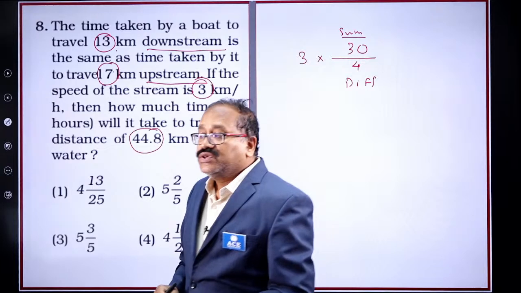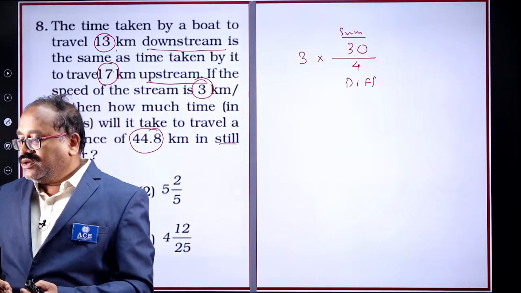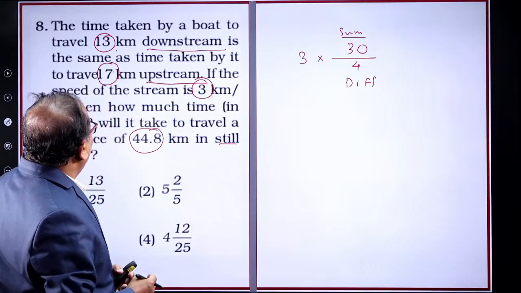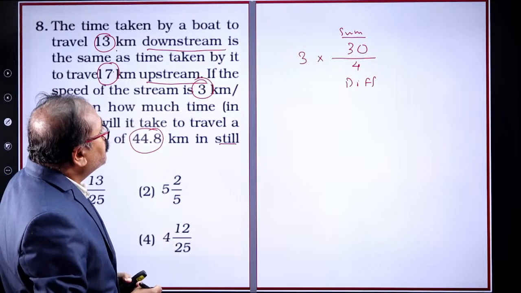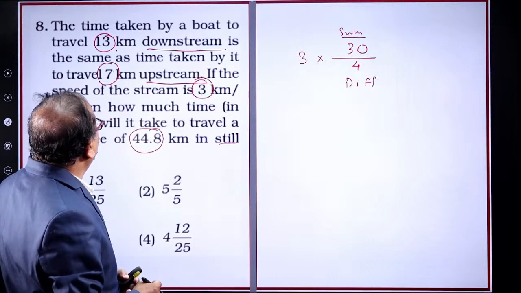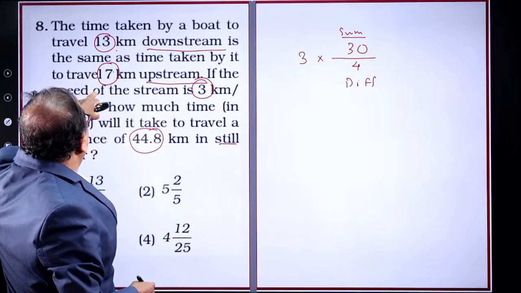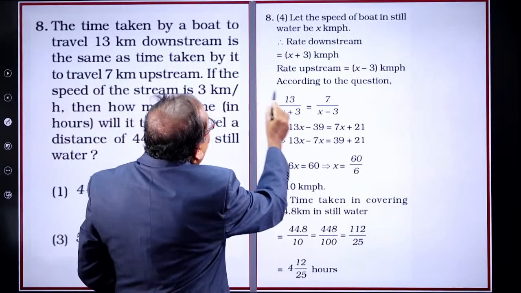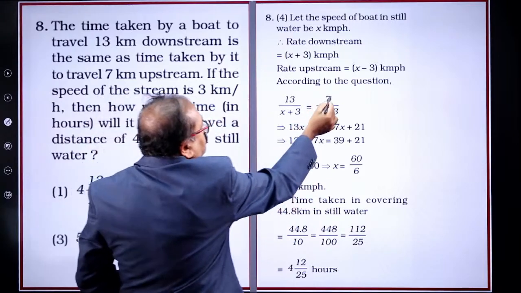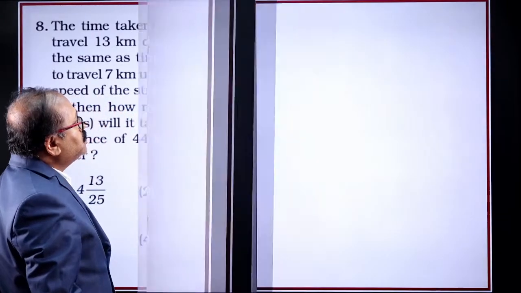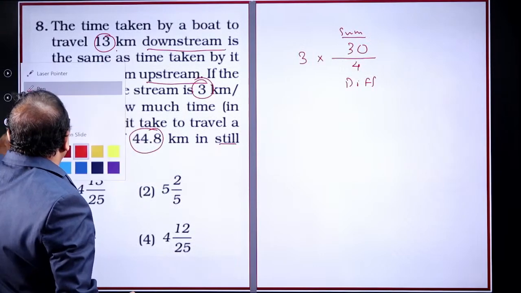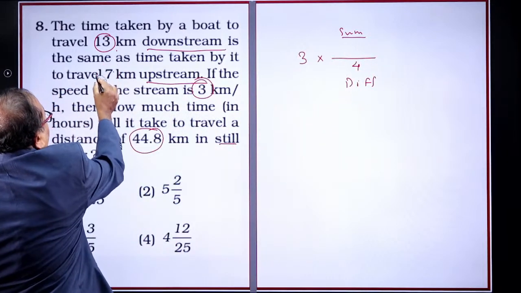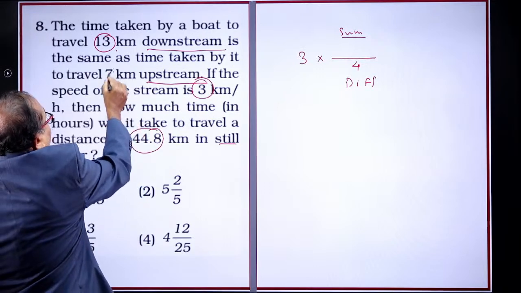So how much are you getting as the speed of the boat? The sum is 13 kilometers downstream, and it's not 17. Let me check that. It is a 7. So that is why I wondered what is happening over here. Look at the best and easiest method. So this is 7 here. Let me correct this one. This is 7 here.